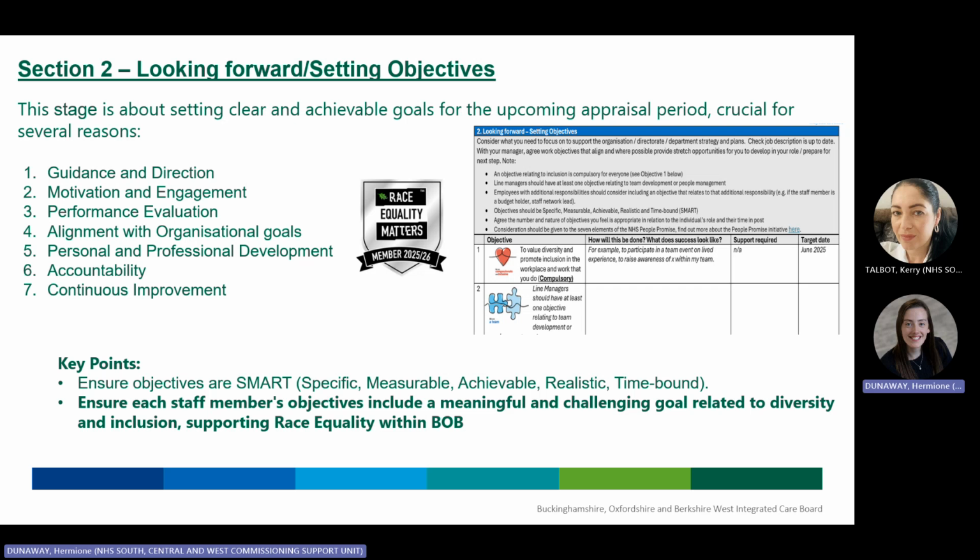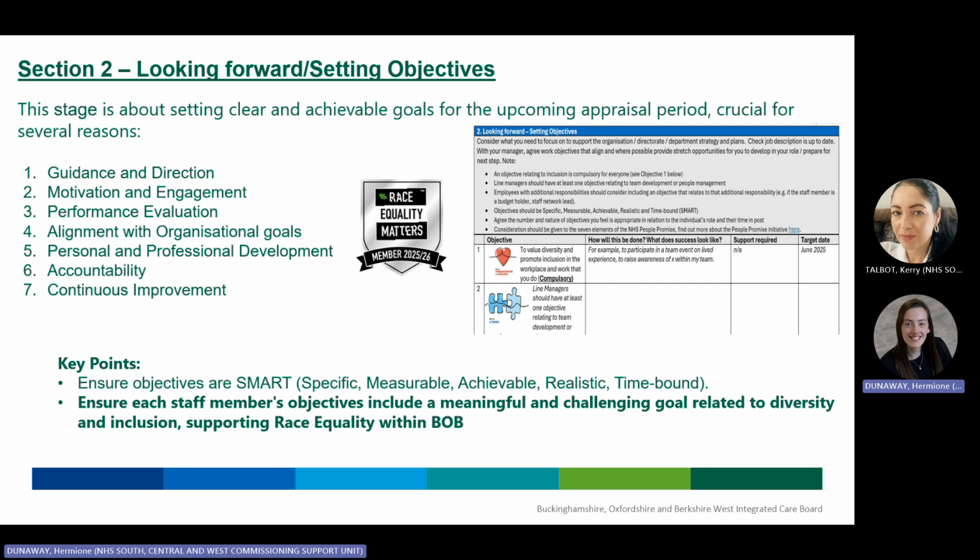Guidance and direction. Objectives provide a clear roadmap for both employees and managers. They help everyone understand what they are working towards and how their efforts contribute to the organisation's overall goals, vision, mission, and values.